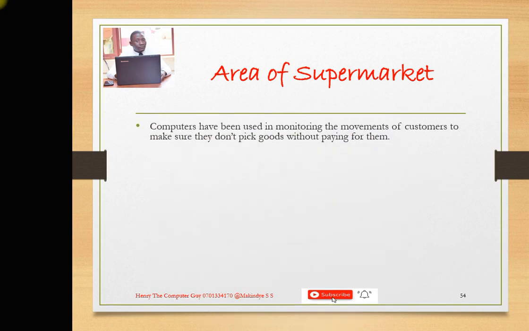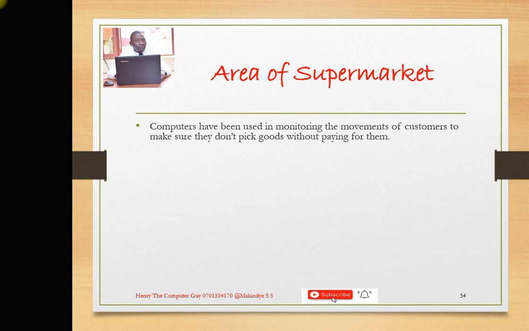So point 1 specifically tells us that computers have been used in monitoring the movement of customers to make sure they do not pick goods without paying for them. In most cases, when you enter a supermarket, you're going to find that in every corner that you reach, there is a camera installed in that place. Why do they put cameras there?